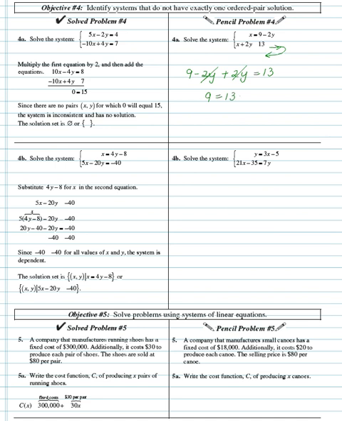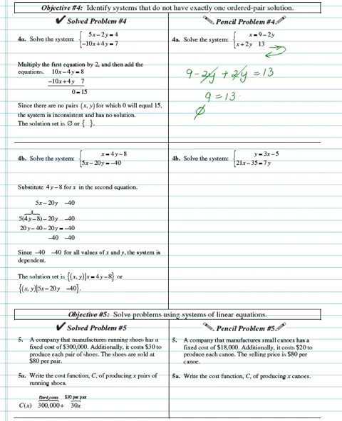Since there are no pairs for x and y that would satisfy this equation, and this is a false statement, this system has no solution. So there is no solution. Technically, what I'm trying to say is these lines are parallel lines.